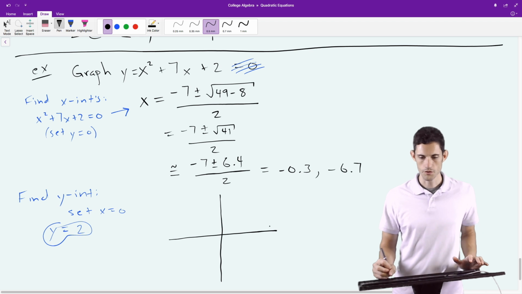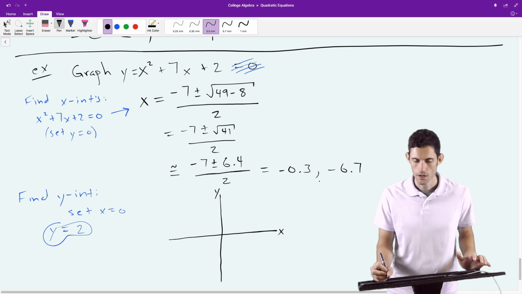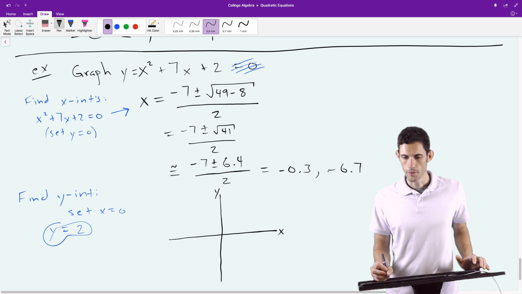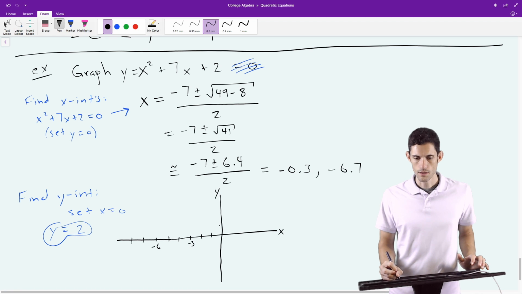So let me just put all these things on this graph. This is x, this is y. This is just a sketch. So I'm looking here, I'm going to need to plot a point all the way down at negative 6.7. So just make that a little wider. So negative 1, negative 2, negative 3, negative 4, negative 5, negative 6, negative 7, negative 8. And 1, 2, 3.